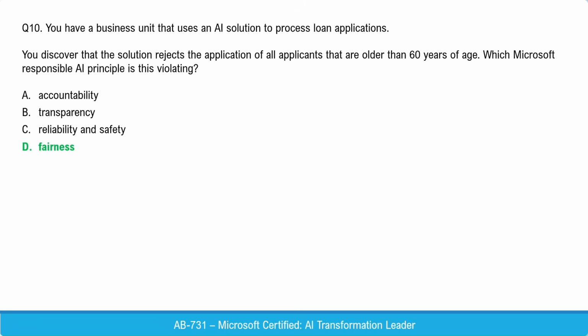Now look at other options. Accountability is about who is responsible for AI decisions, not about bias. Transparency is about explaining decisions, but even if this decision is explained, it is still unfair. And reliability and safety focus on consistent performance, not on whether a decision is just or unbiased. So the correct answer is fairness.